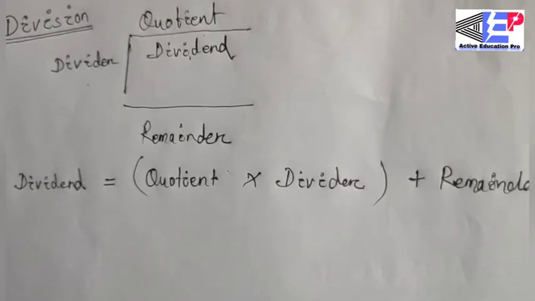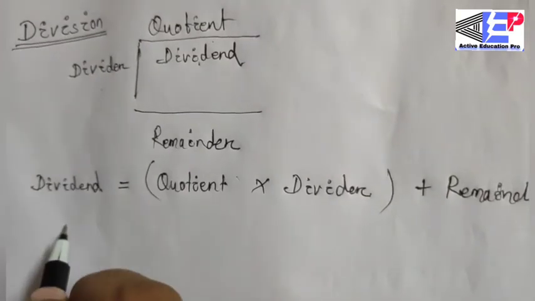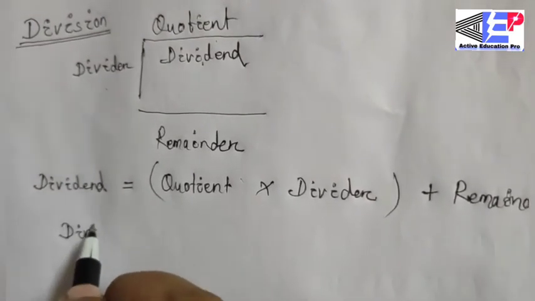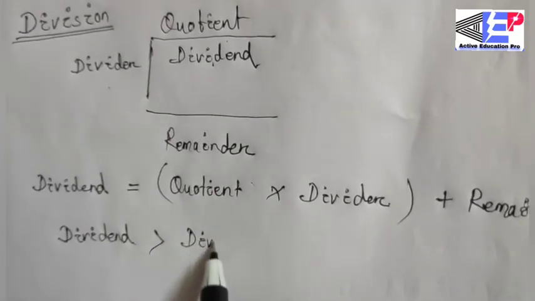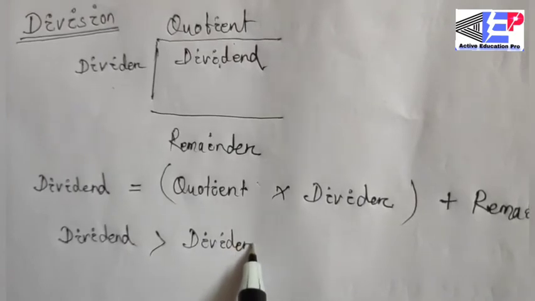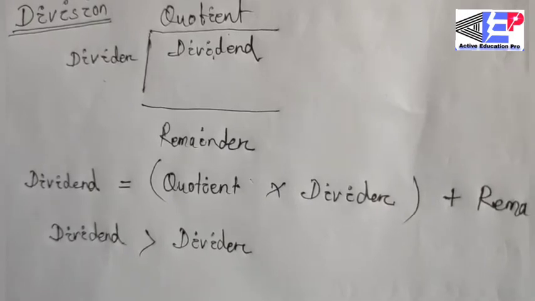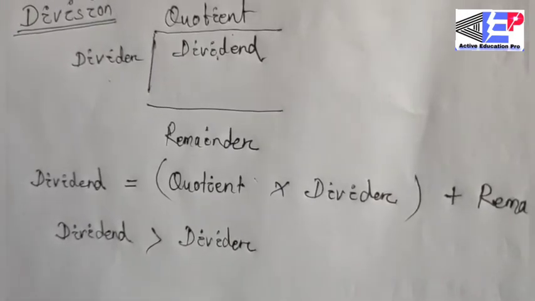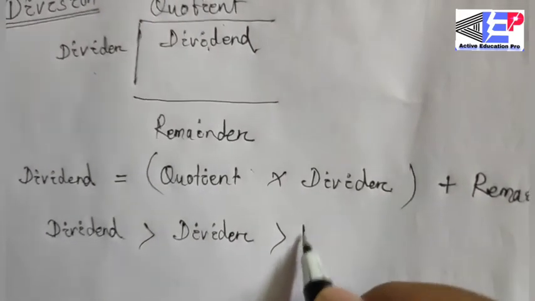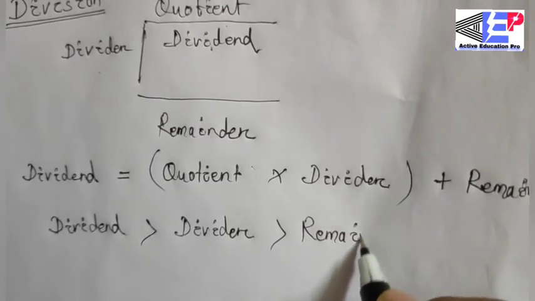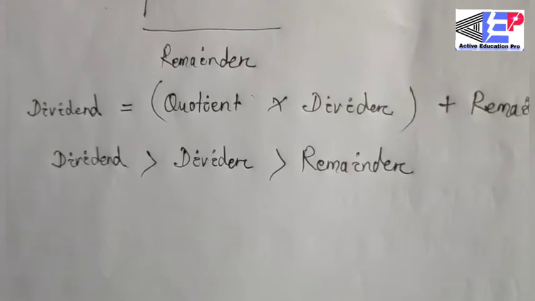And another main important thing is, always dividend is greater than divider. That's why we divide a big number by a small number. Dividend is greater number and divider is small number, and remainder is also smaller than divider. Here remainder is also smaller than divider in division cases.